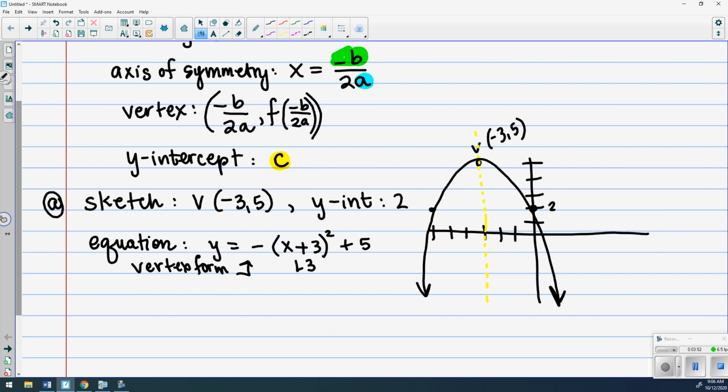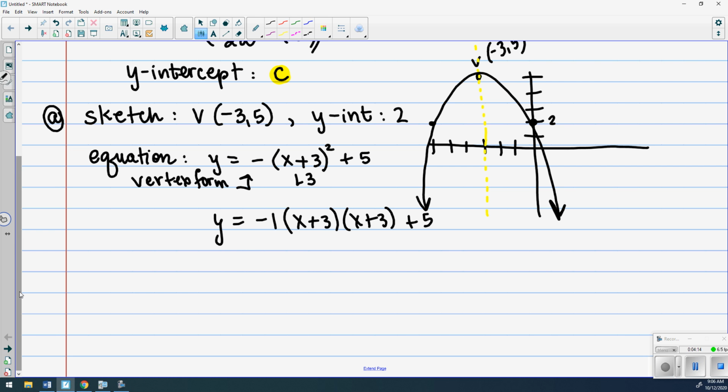And now if I wanted to put it into standard form, well, I'd have to do a little work, but I can do it. Y equals negative 1 times x plus 3 times x plus 3 plus 5. So all I've done so far is just expand x plus 3 quantity squared. We know that when we're squaring something, you're multiplying it by itself. That's what it means to square. Now I'm going to FOIL.